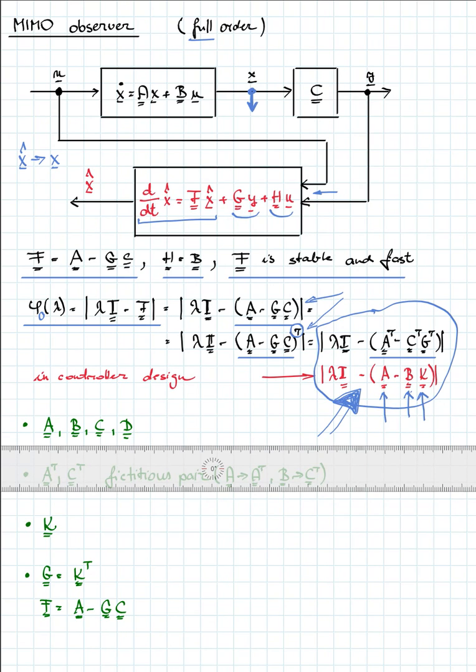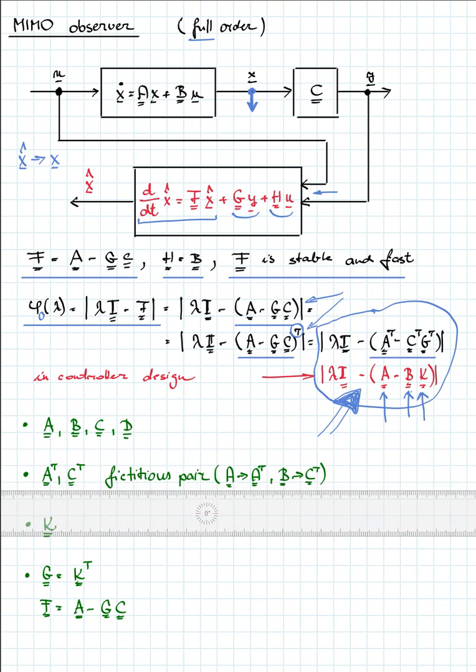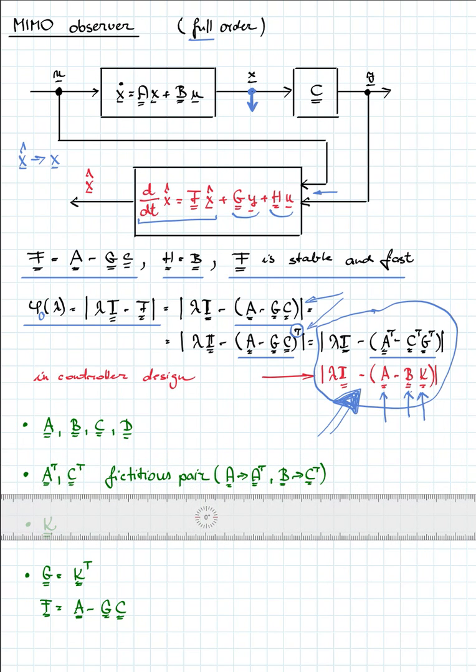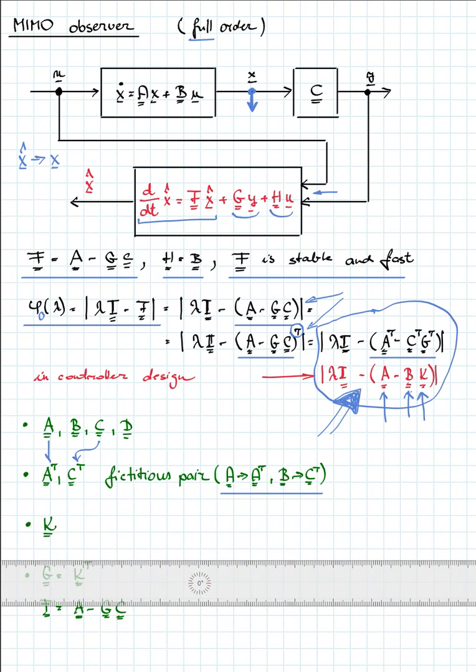First of all, we have got the system representation A, B, C, D with these matrices. The first step is to create the fictitious pair. So from A, we have to prepare A transpose. And from the matrix C, we have to prepare C transpose. This will be the B matrix of the fictitious system. So it's very important that in the controller design algorithm, we have to use A transpose instead of A and C transpose instead of B.